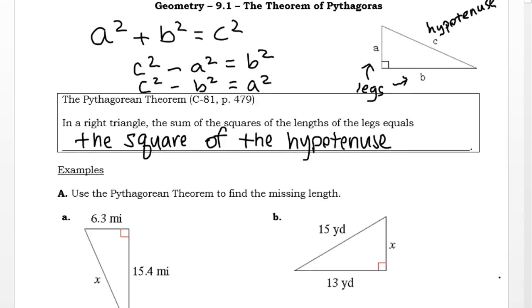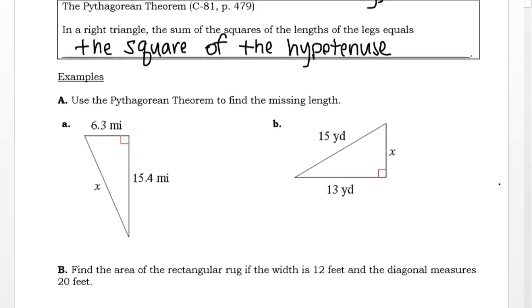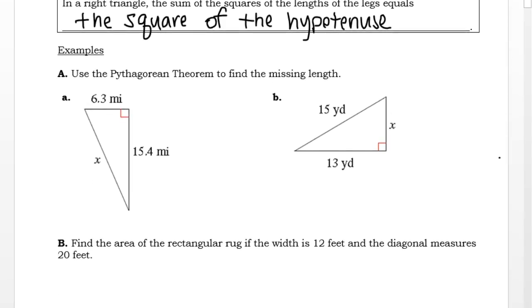So, some examples then. Example A says, use the Pythagorean theorem to find the missing length. So I'm going to start by labeling the three sides of my triangle. A for the short side, B for the medium side, and C for the long side. And to me the short side was really obvious, but if you're struggling with the medium and the long side, remember the hypotenuse across from the right angle is always the long side. So I'm trying to find the hypotenuse right here.